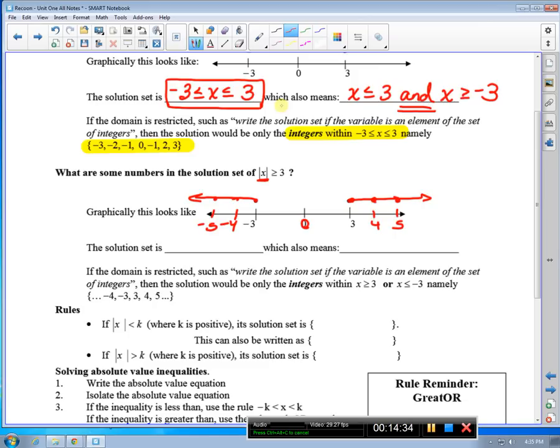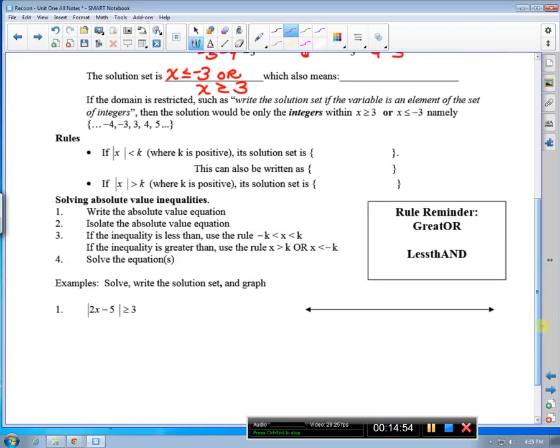So that solution set looks like our x's are less than or equal to negative 3, or our x's are greater than or equal to 3. And you can only write that one separately. And again, if the domain were restricted to just integers, if they just want integers, then you'd have to list them out, and like so.